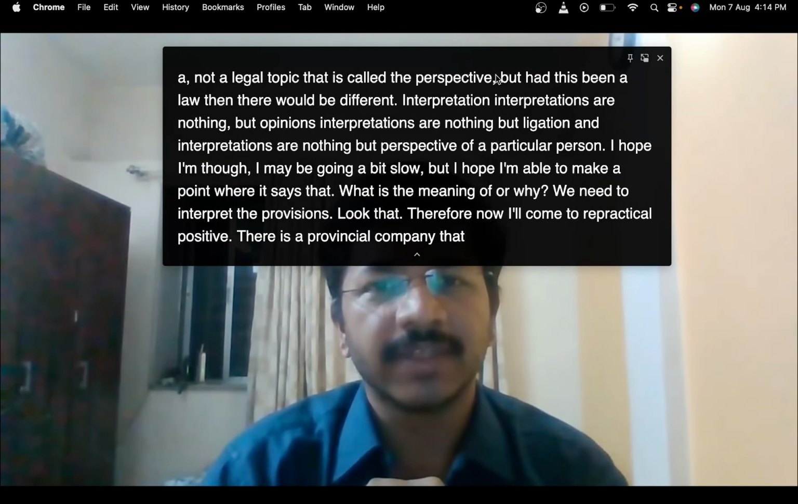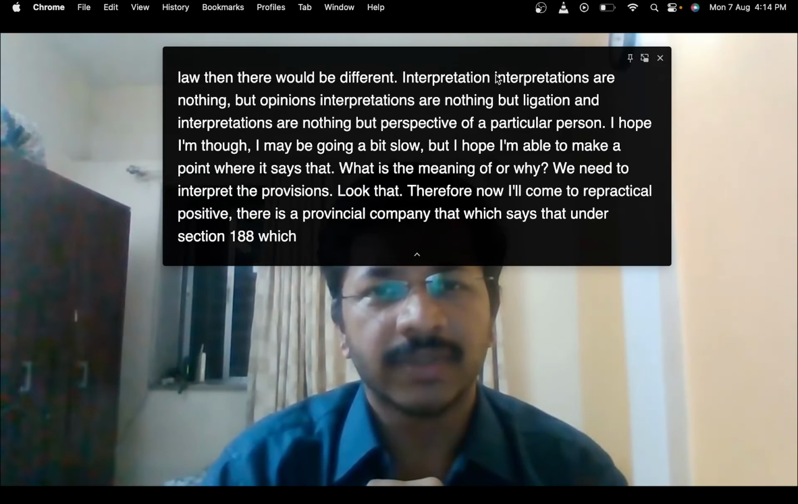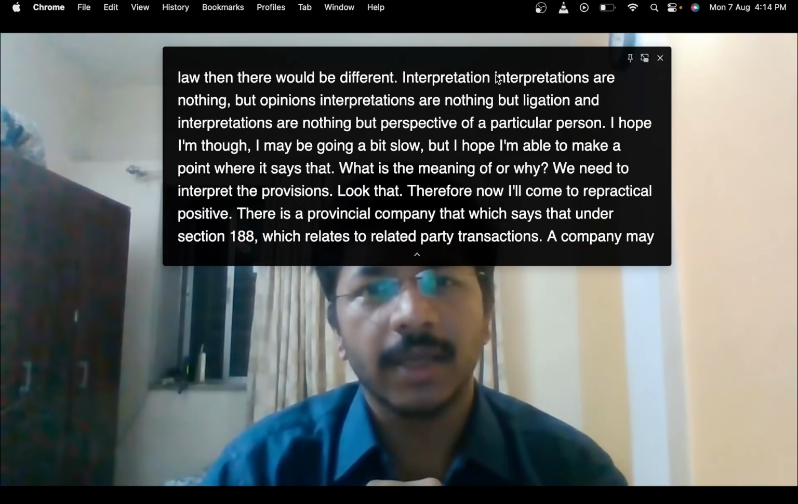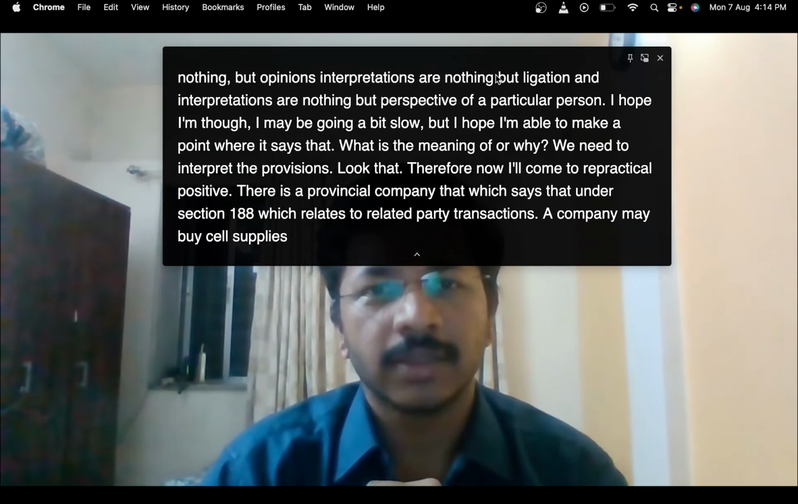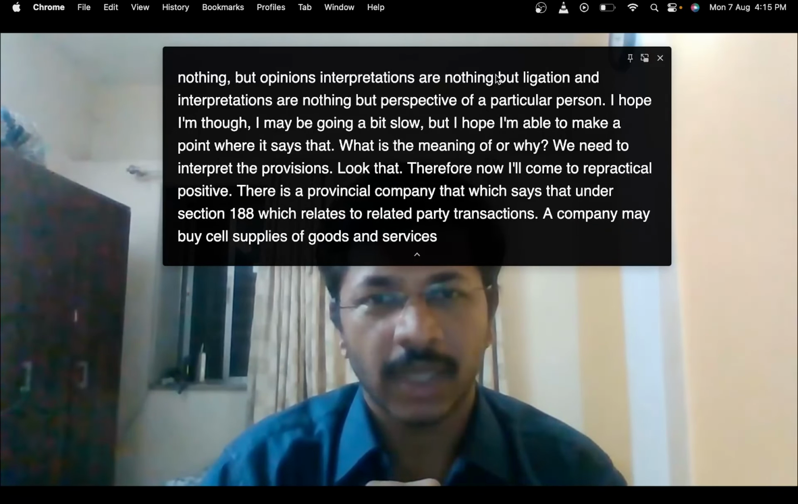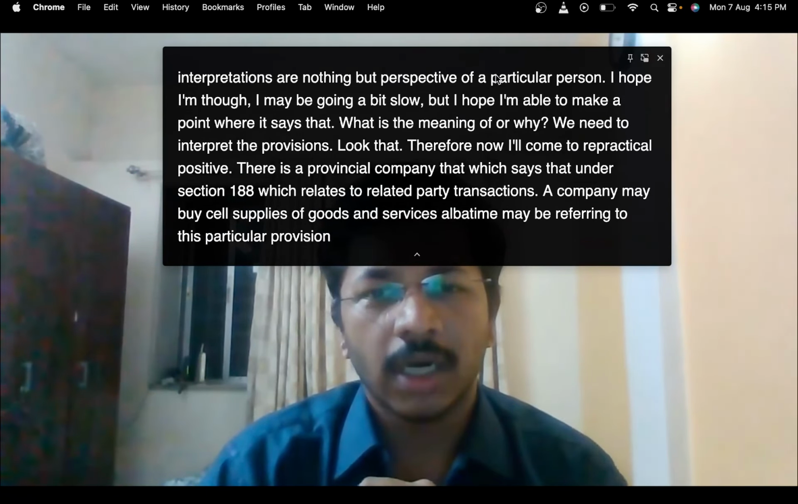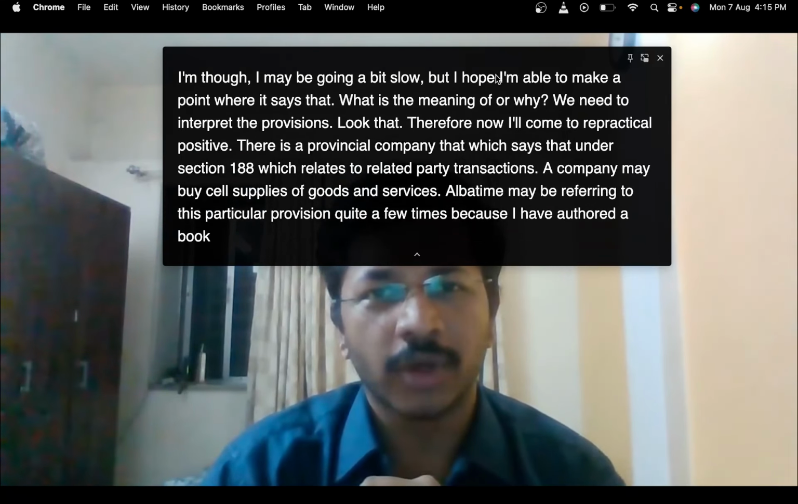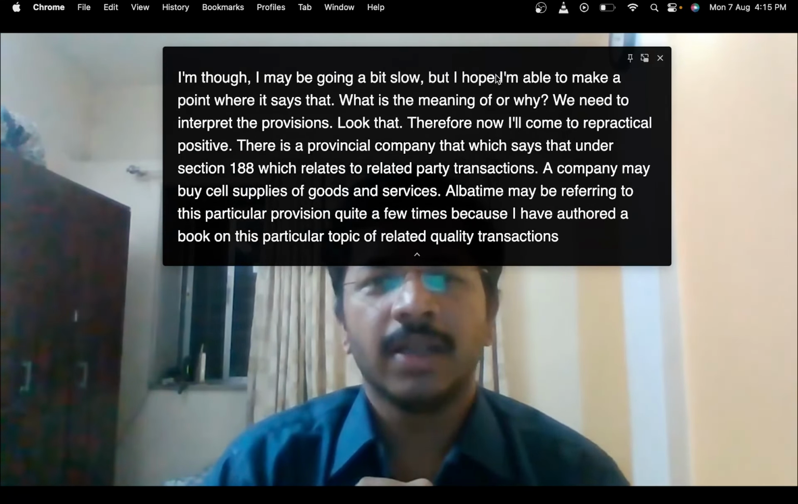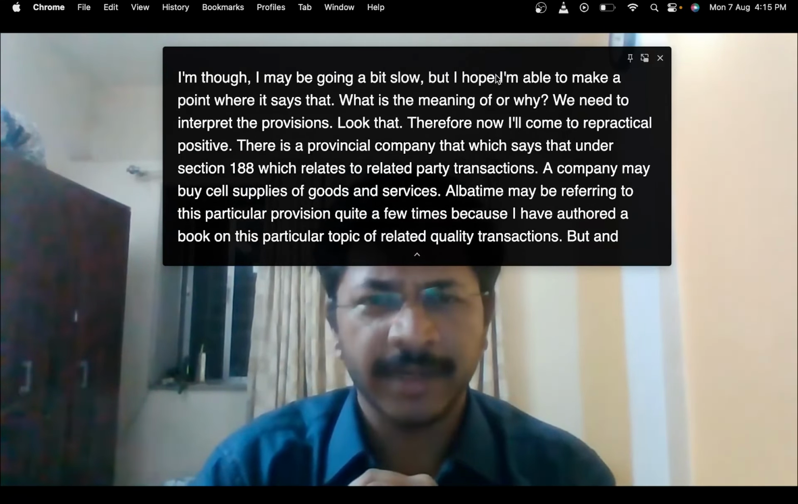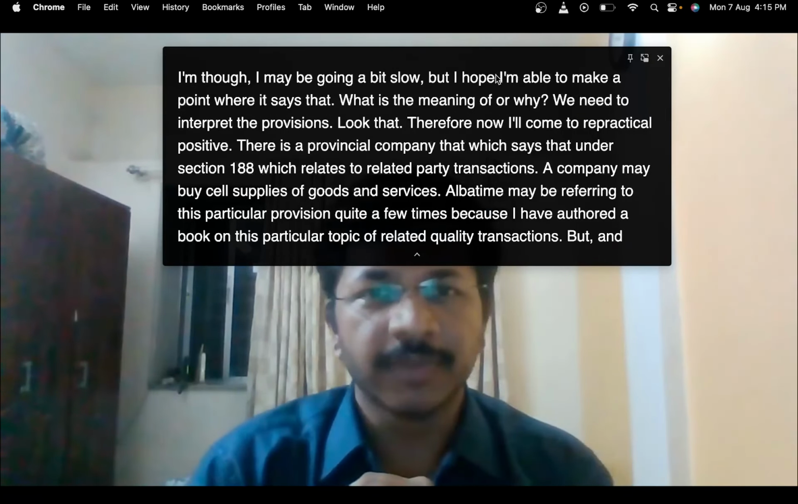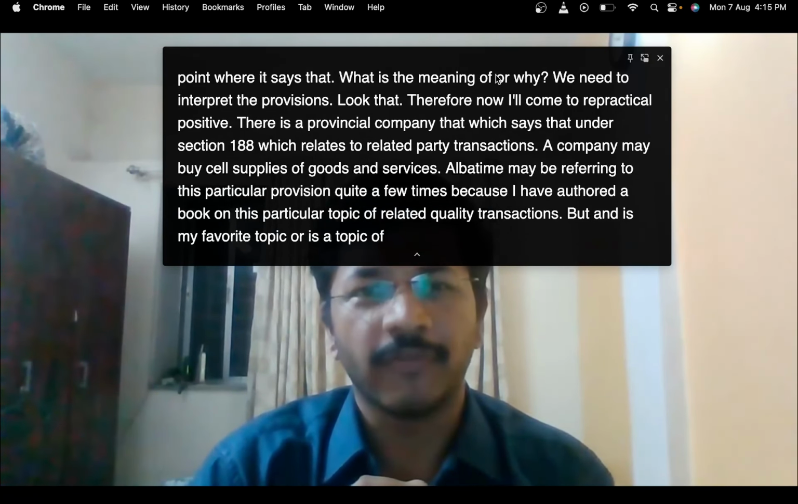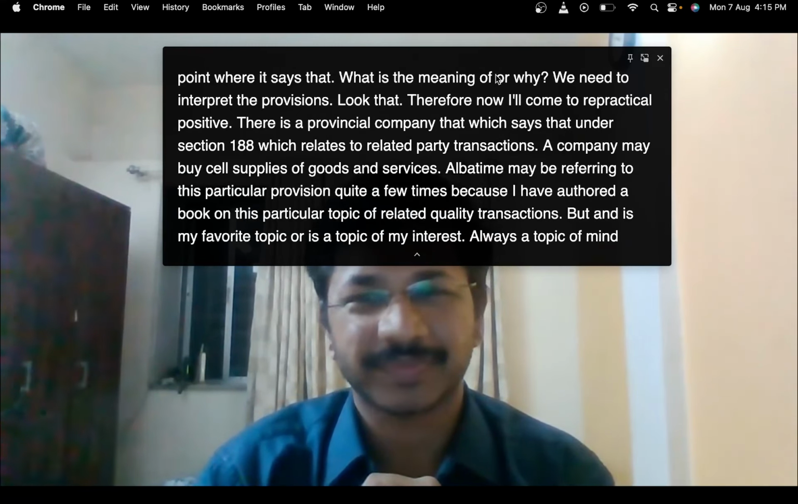There is a provision under the Companies Act, section 188, which relates to related party transactions, where a company may buy, sell, supply goods and services. I may be referring to this particular provision quite a few times because I have authored a book on this particular topic of related party transactions, and this is my favorite topic, always a topic of my interest.